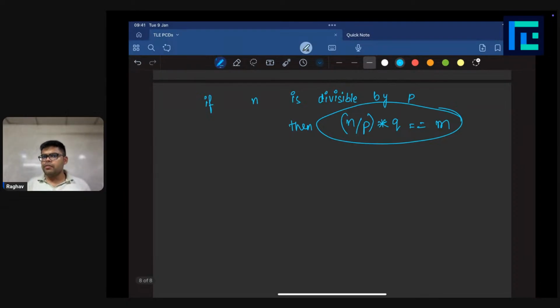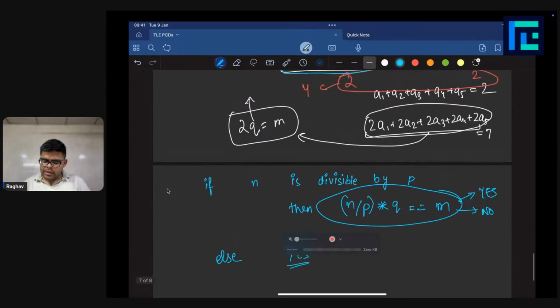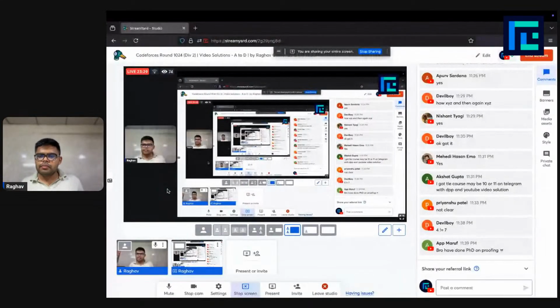In the other case, if n is not divisible by p, then your answer is always yes. In this case, the answer might be yes or no, depending upon the case, like what happens here. So does it make sense?